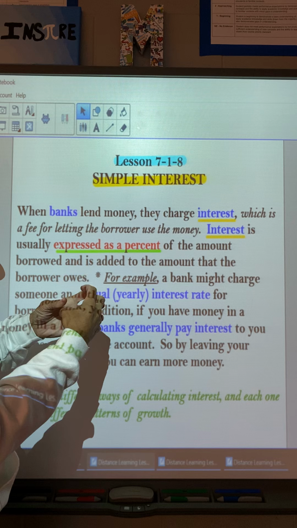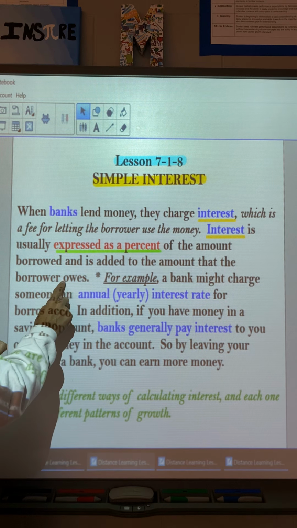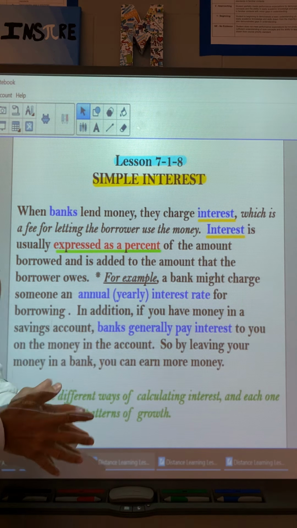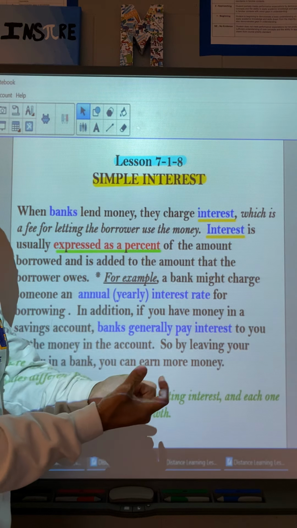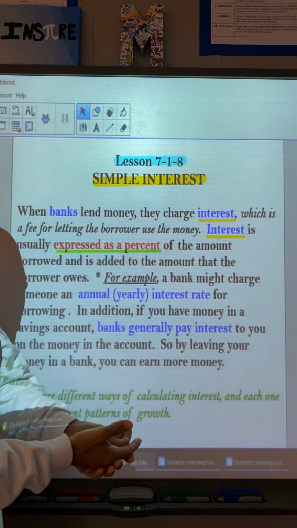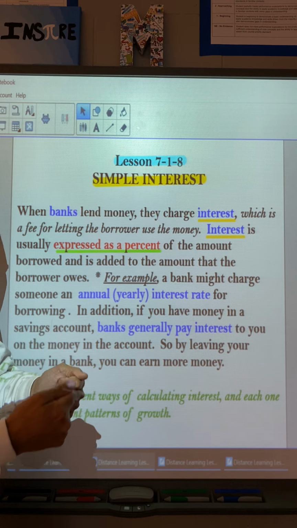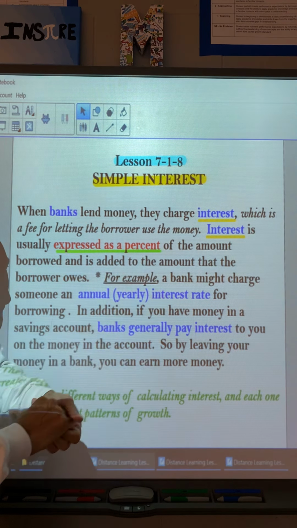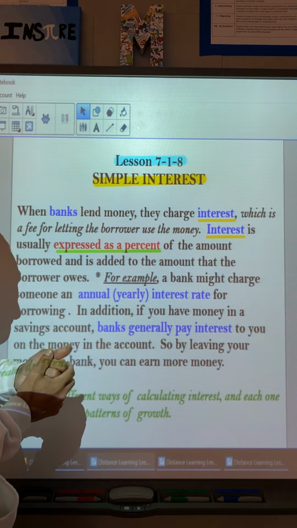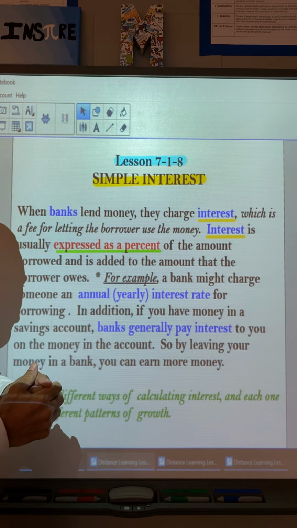Then we take that interest and add it on to the amount that we borrowed, and that's what we're going to pay back. So we pay back what they gave us plus the interest. It's kind of their fee. We'll be a friend and let you have some money, but you're going to pay me for it.